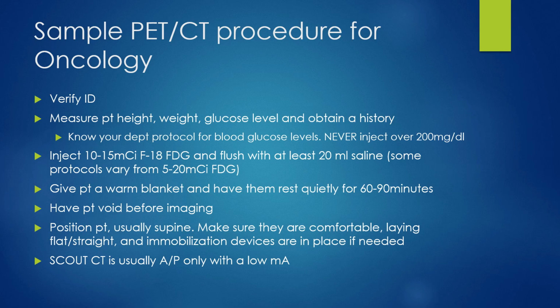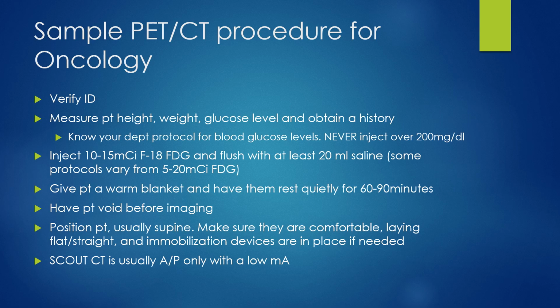Now, the sample procedure for PET CT for oncology with FDG, you'll verify the patient's ID, measure their height and weight and their glucose levels, and obtain their history. When you're taking their history, of course, you get the height and weight. You do the glucose levels through the glucometer. Usually you just use a finger prick.